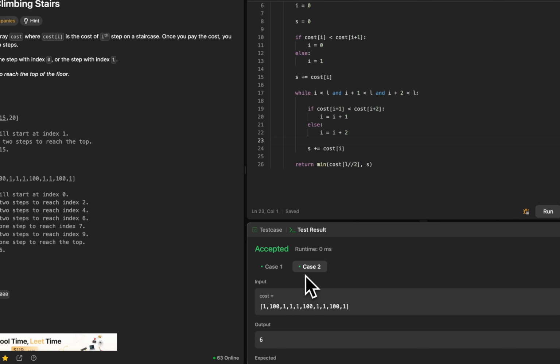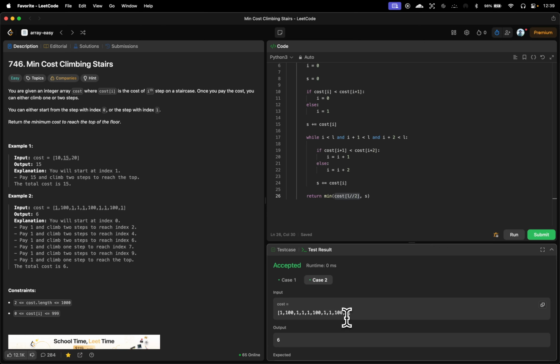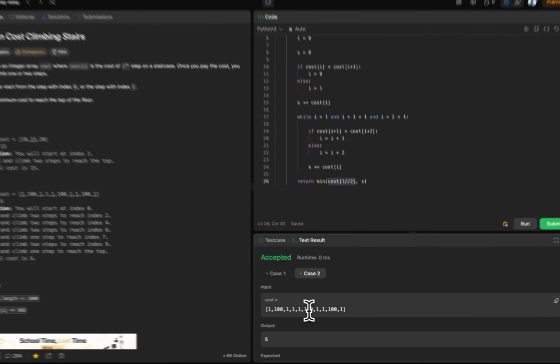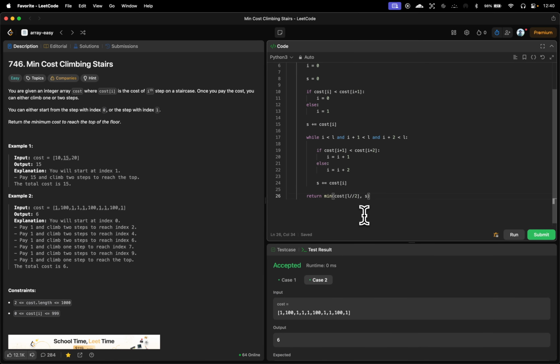And yeah, see here also. Here what I check, cost L by 2, which means like the half of the list. Half of the list is 0, 1, 2, 3, 4, 5, 6, 7, 8, 9. So 1, 2, 3, 4, 5. This is the list. So in a way I'm checking this, which is 100% wrong for sure, but still giving the correct answer.